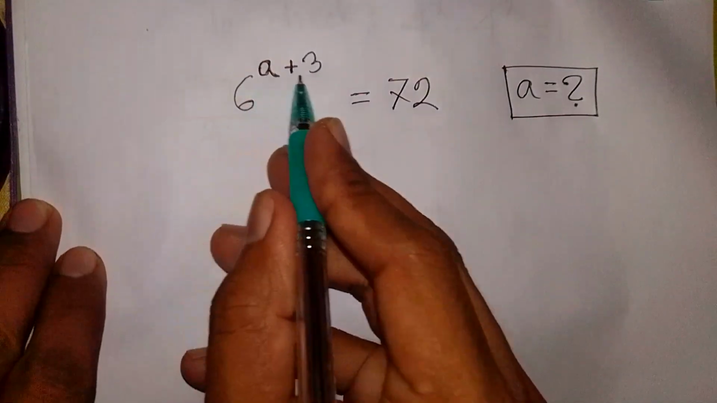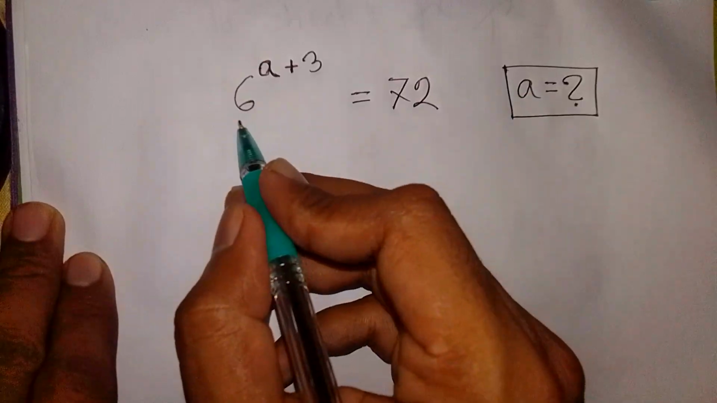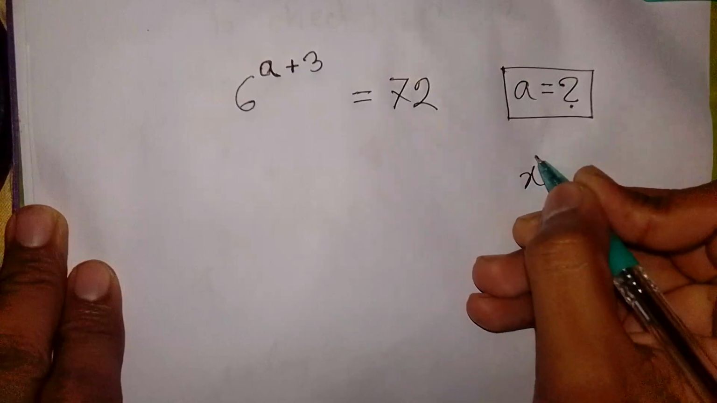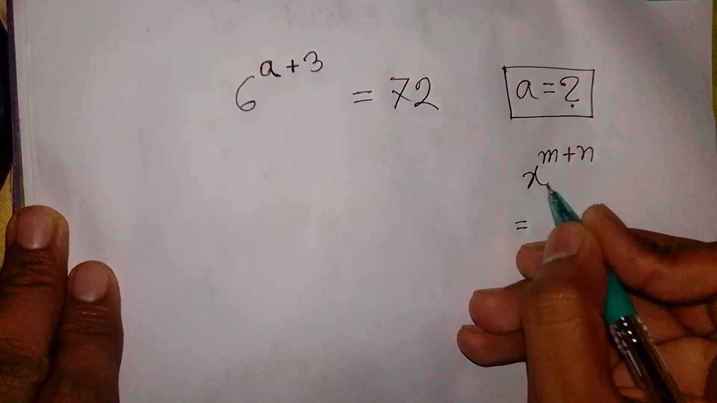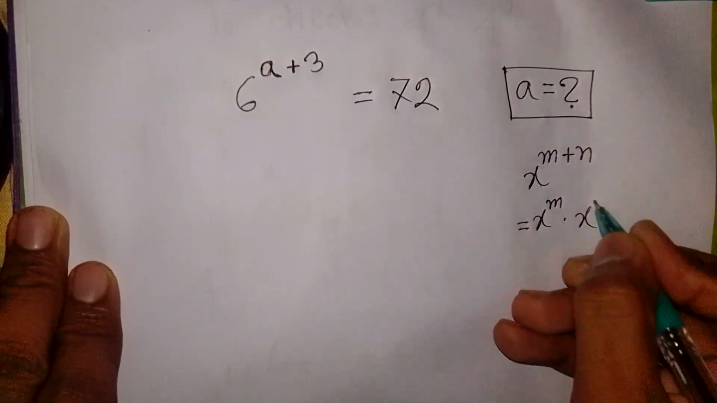6 power of a plus 3 is equal to 72. Find the value of a. At first we can apply this exponential rule that x power of m plus n is equal to x power m times x power n.